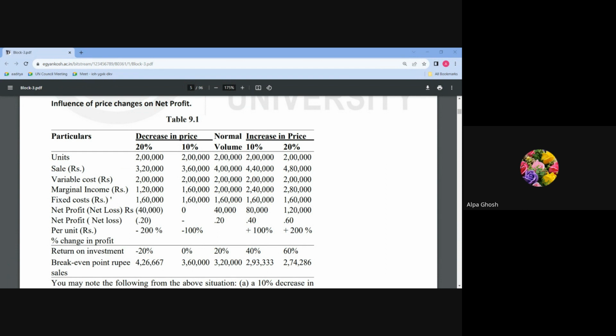Decrease in price means what is the price? 2 rupees. So if there is a decrease, then 2 rupees is decreased by 20%. So it means that the price is 1 rupee 60 paisa. Am I clear?